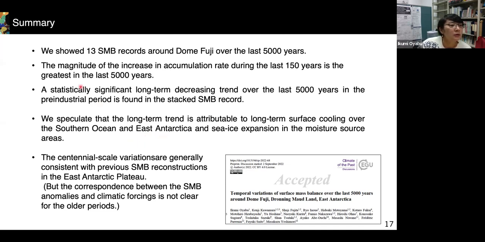And also the magnitude of the increase in accumulation rate during the last 150 years is the greatest in the last 5 kiloyears. And also we found some centennial scale variations. For the last 700 years, the variations are generally consistent with previous reconstructions, but for all the time period, we don't find correspondence between volcanic forcing or solar activity as previous studies suggested.